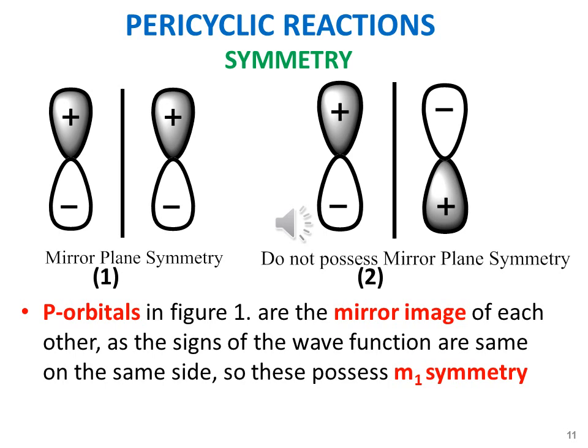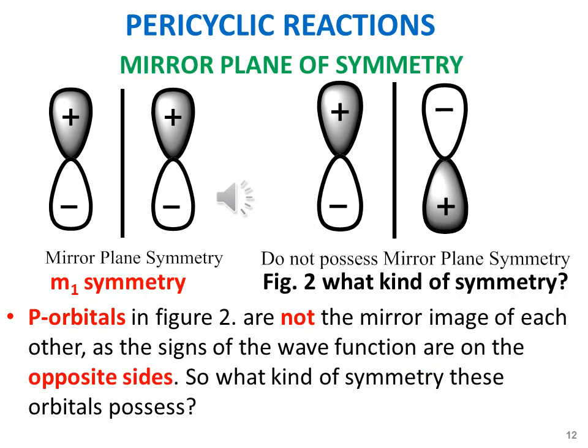So the summary is that all those p orbitals which are the mirror image of each other, that is, they have the positive sign bearing lobes on the same side and the negative sign bearing lobes on the same side, are said to possess the mirror plane symmetry. In figure number 2, the p orbitals are not the mirror image of each other since they have the signs of the lobes on the opposite side. So what kind of symmetry do these orbitals possess? I have already informed you that there are two types of symmetries in the p orbital. One is the M1 symmetry and the other is the C2 symmetry. So either they possess a C2 symmetry or not. Let us discuss it.